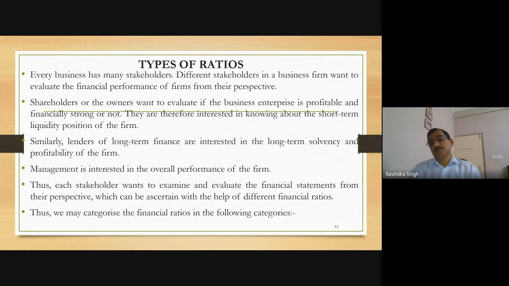So now let us come to the main points, that is the types of ratio. Yesterday some participant asked whether it is covered. Yesterday I discussed it. It was there, but today I am covering it in detail. Every business has many stakeholders: investors, company, management, government, etc. Different stakeholders in a business firm want to evaluate the financial performance of firms from their perspectives.